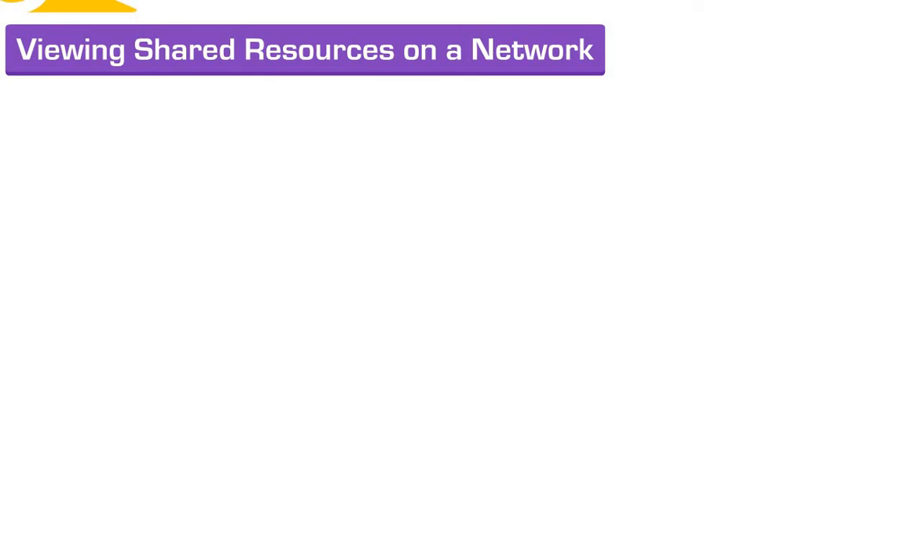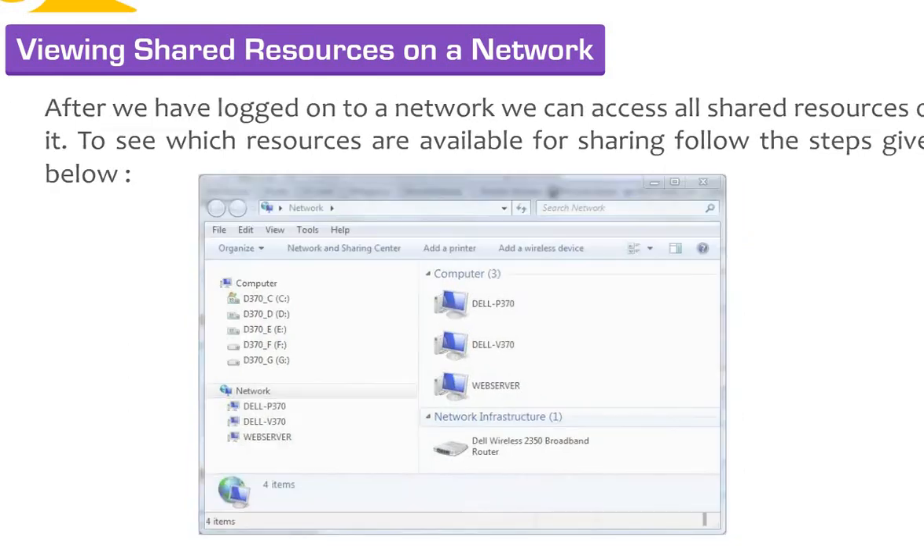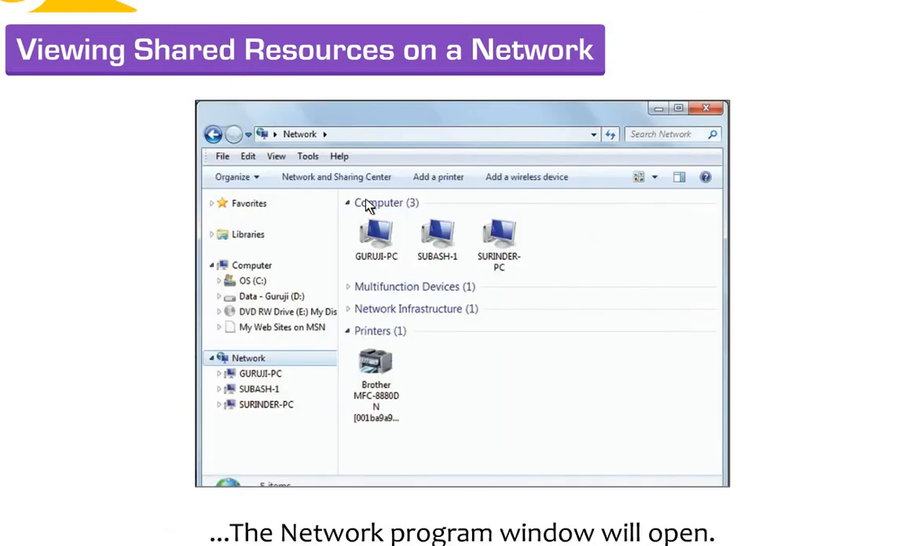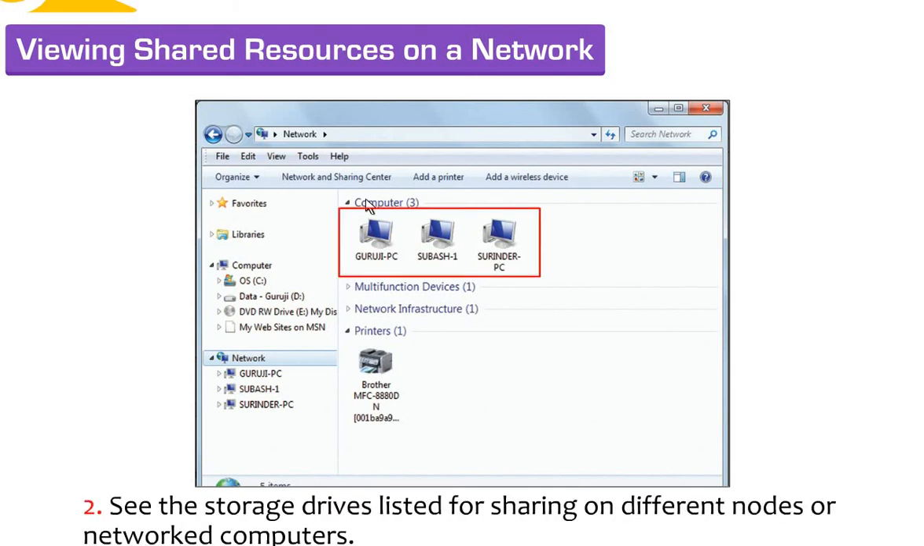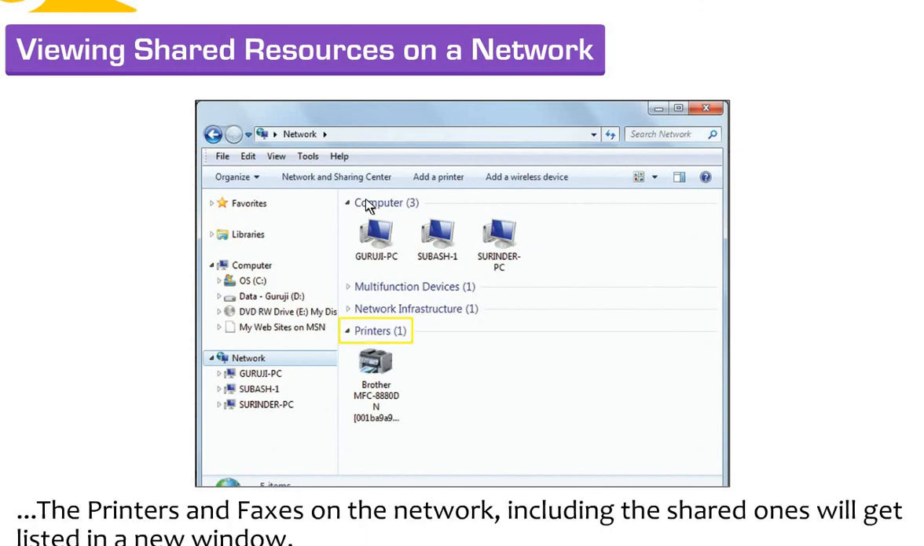Viewing shared resources on a network. After we have logged on to a network, we can access all shared resources on it. To see which resources are available for sharing, follow the steps given below. Double-click on the network icon on the desktop. The network program window will open. See the storage devices listed for sharing on different nodes or networked computers. Click here to see the shared printers and faxes. The printers and faxes on the network, including the shared ones, will get listed in a new window.